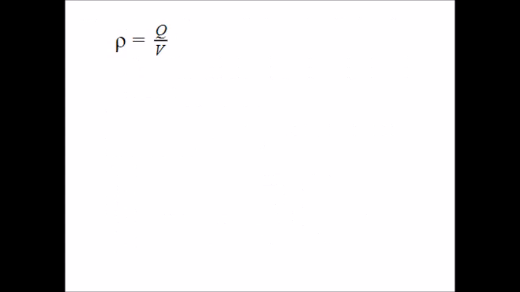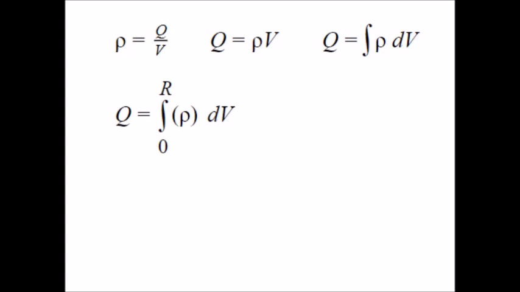This is a volume charge density. Rho is equal to Q over V, or as I prefer to think of it, Q is equal to rho V, because if rho changes like ours does, we could say that the total Q is equal to integral rho dV. Did you hear me? Q is equal to integral from 0 to capital R of rho dV. Q is equal to integral from 0 to R of AR, that's what rho is equal to, AR dV.